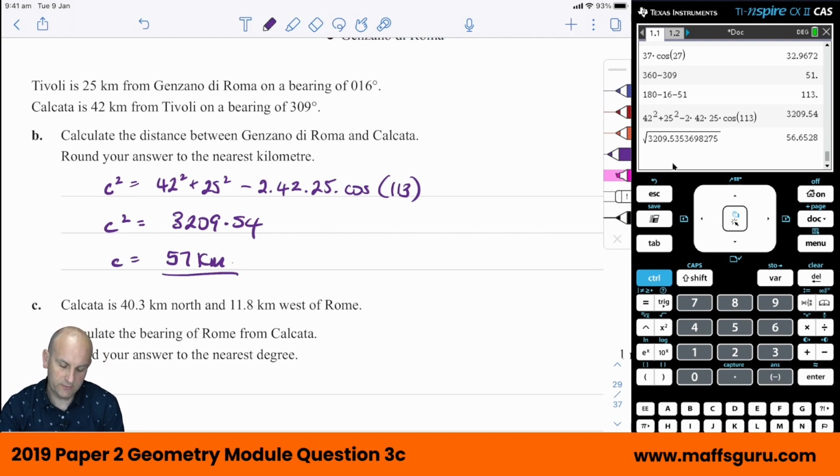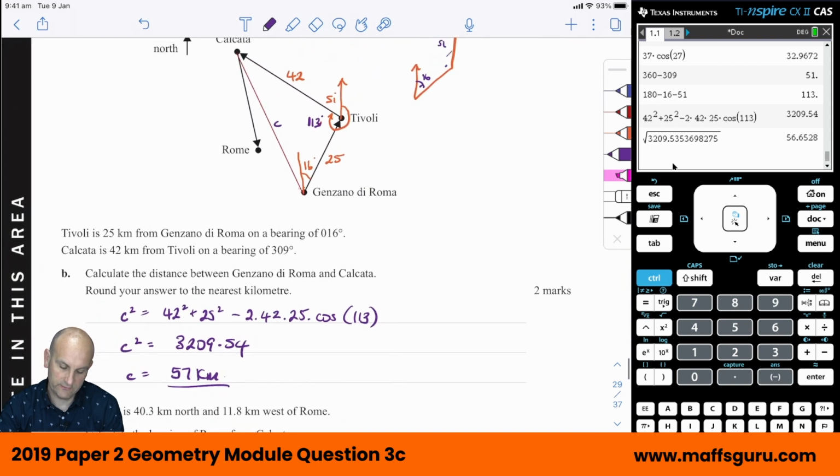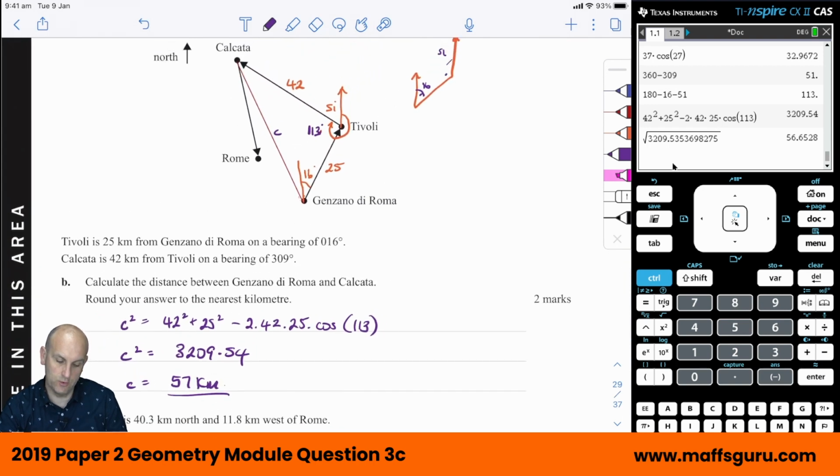Calcutta is 40.3 kilometres north. I've got to go back to my diagram. Let's zoom out a little bit so I can do this. Calcutta is 40.3 kilometres north and 11.8 kilometres west. Now again, I think this is going to be trying to give me a right angle triangle. That is a horrible right angle triangle, but let's go with it for the moment. So 40.3 kilometres, so I know that's 40.3. And what do we do? 11.8 kilometres, right. Calculate the bearing of Rome from Calcutta.